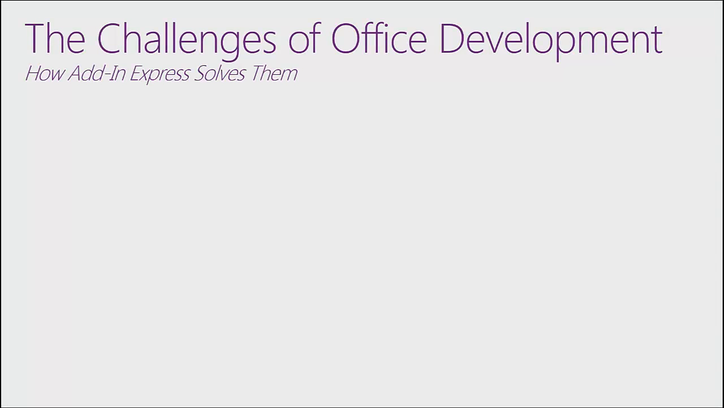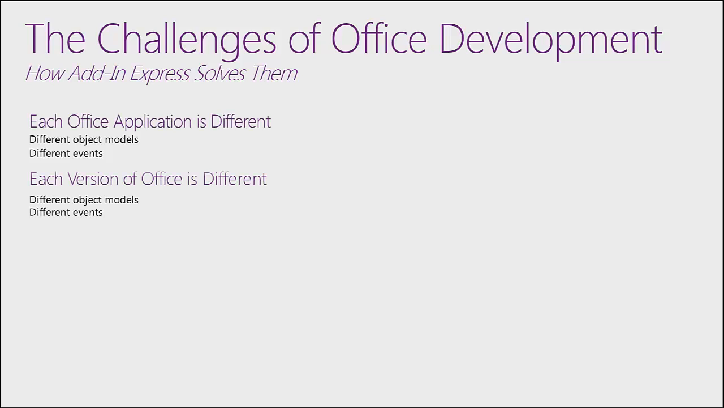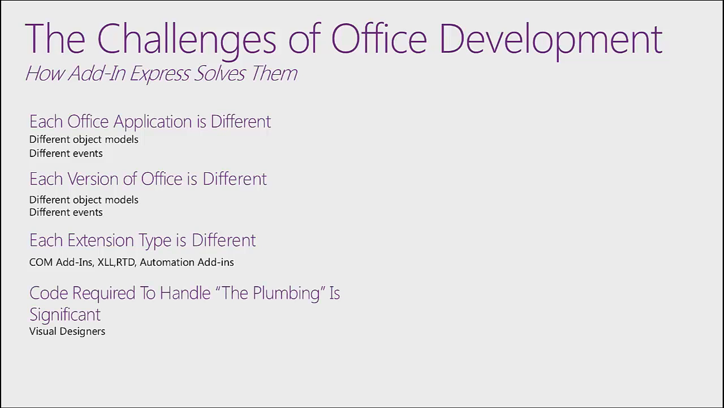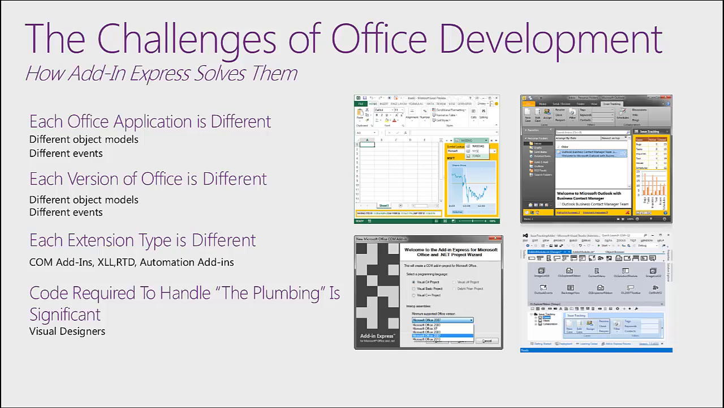The quick demo highlighted some of the challenges of Office development, but I want to dig in a little bit further into how Add-in Express solves these problems. First off, each Office application is different. Furthermore, each version of Office is different. And then each extension type is different, from COM add-ins to automation add-ins and more. And lastly, the code required to handle the plumbing of each of these extensions is significant. Let's dig into each of these challenges one by one.